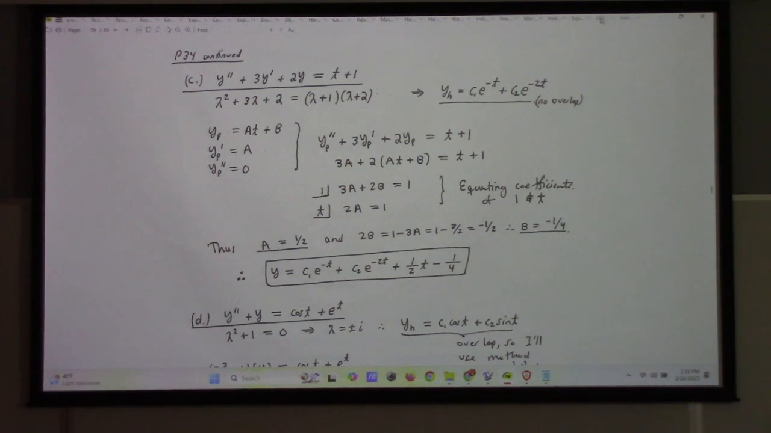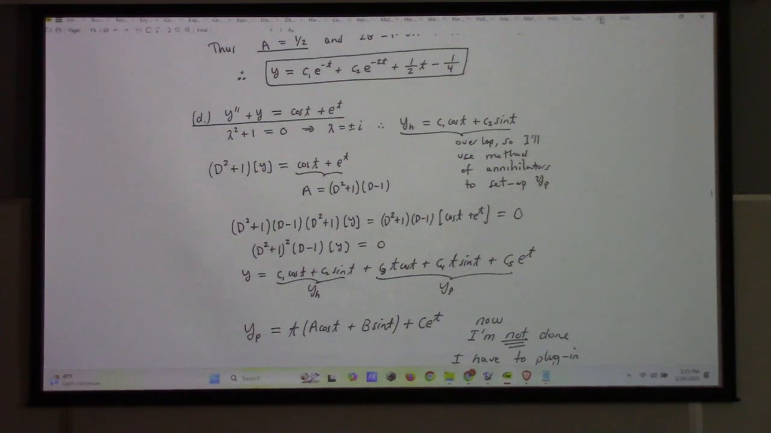Now, finally, part D, it gets interesting. See, because in part D, when we look at the homogeneous solutions, we've got sine and cosine. But what's over here? Cosine. Cosine's in the forcing function, right? So this is a problem where I probably should use the method of annihilators to make sure I set up my particular solution wisely. So what I do is I figure out the annihilator of the forcing function, namely D squared plus 1 and D minus 1 to kill off that and that, right? Then I annihilate the equation, and that gives me this homogeneous problem, which has this general solution.